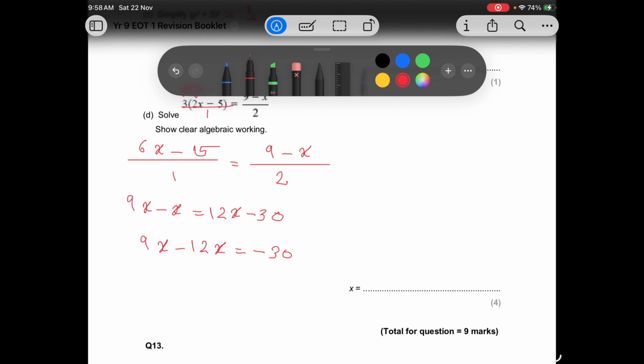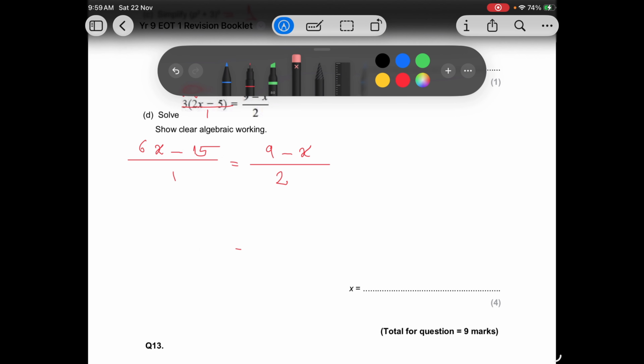Minus 30. I have something here incorrect. Let me find out what this is. Yes, this is 9, not 9x. This is my fault, guys. Let me do it again, please.